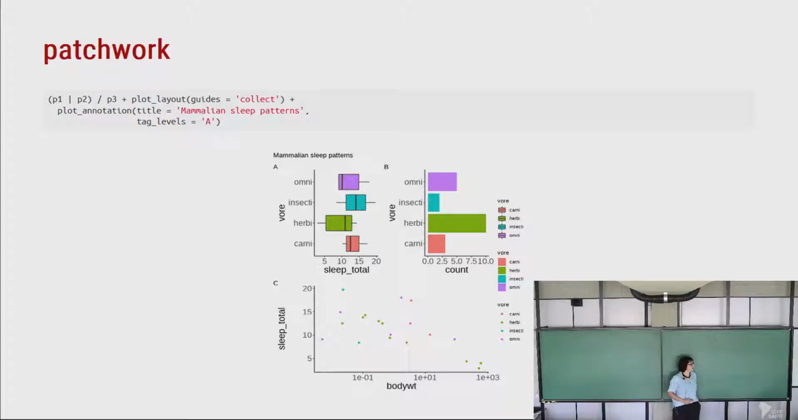And there's this function here, plot annotation. So I can write a title here. I can add the subgraph labels, and I'm doing that with the tag levels, specifying that this should be letters. So I'm just saying tag letters A, and it will put here A, B, and C. This is the title. We usually don't use titles in graphics for publications, but for presentations it can be useful sometimes.